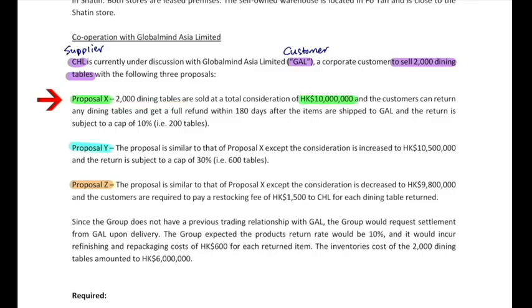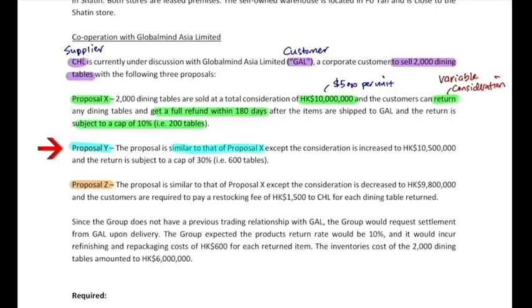$10 million over 2,000, one unit is equal to $5,000 per unit, with a right to return and get a full refund within 180 days after the items are shipped to the customer, and the return is subject to a cap of 10%, not more than 200 tables. This is a sale of goods with a right of return. This represents variable consideration. We can only include the variable consideration as part of the transaction price if it's highly probable it will not result in a significant revenue reversal in the subsequent period.